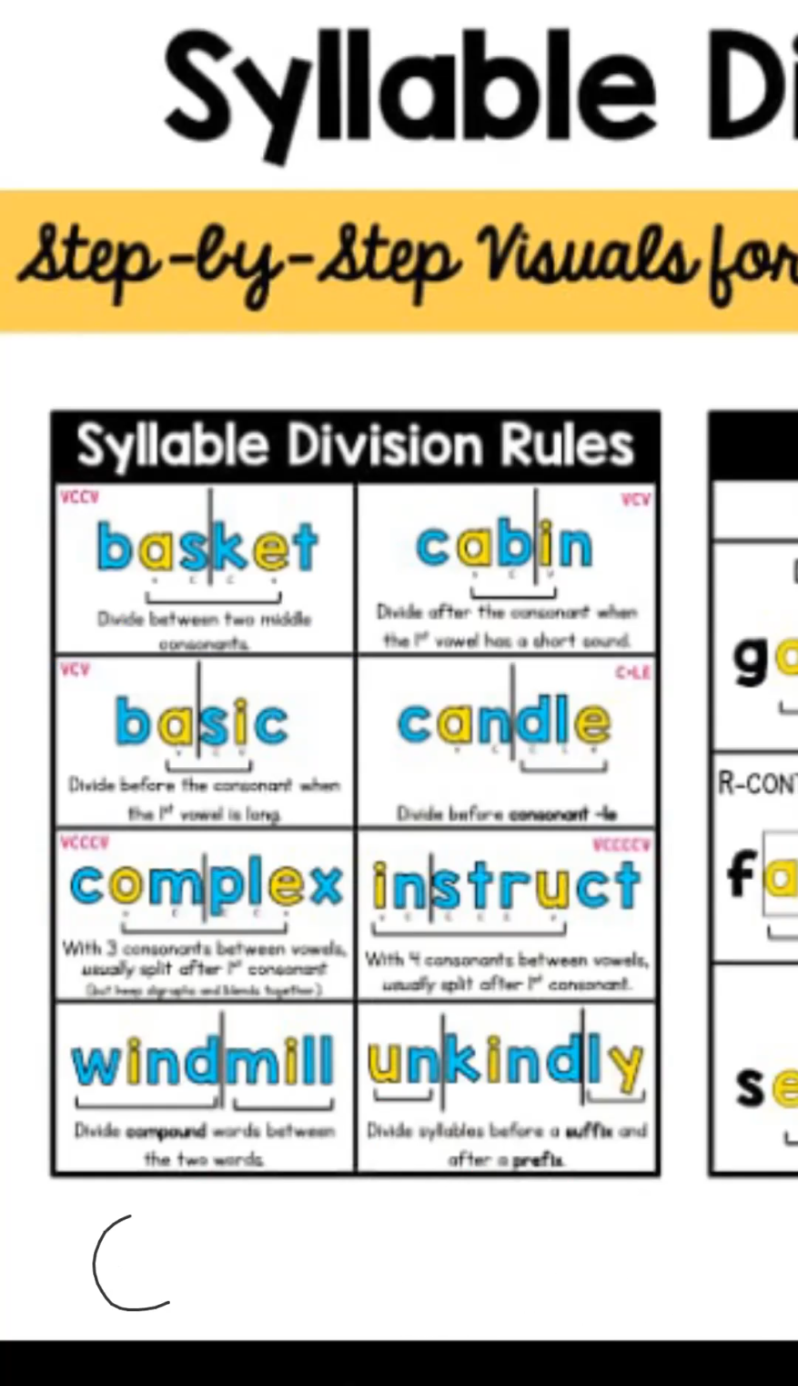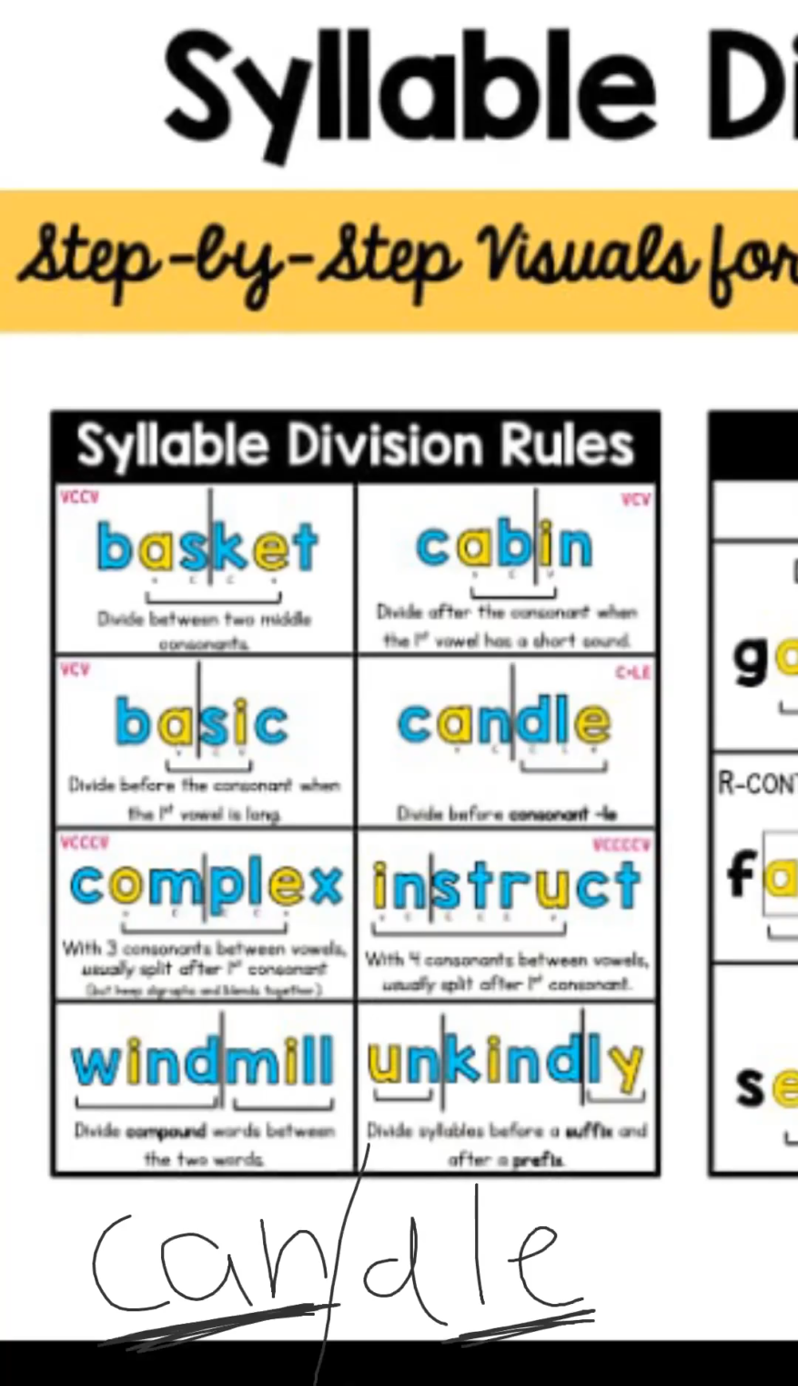So it is LE. Whenever there is LE, then LE takes the consonant. So D goes with LE, and this is a closed syllable, where the vowel is in between two consonants. So if you have LE, then you have to divide before the consonant, because the consonant will go with LE.